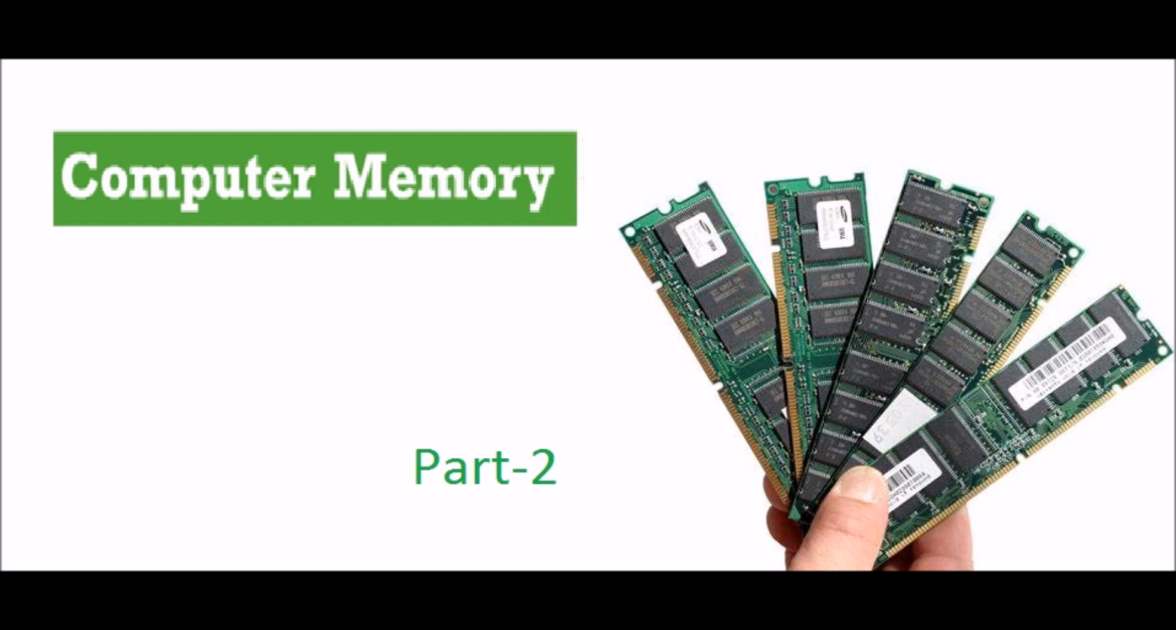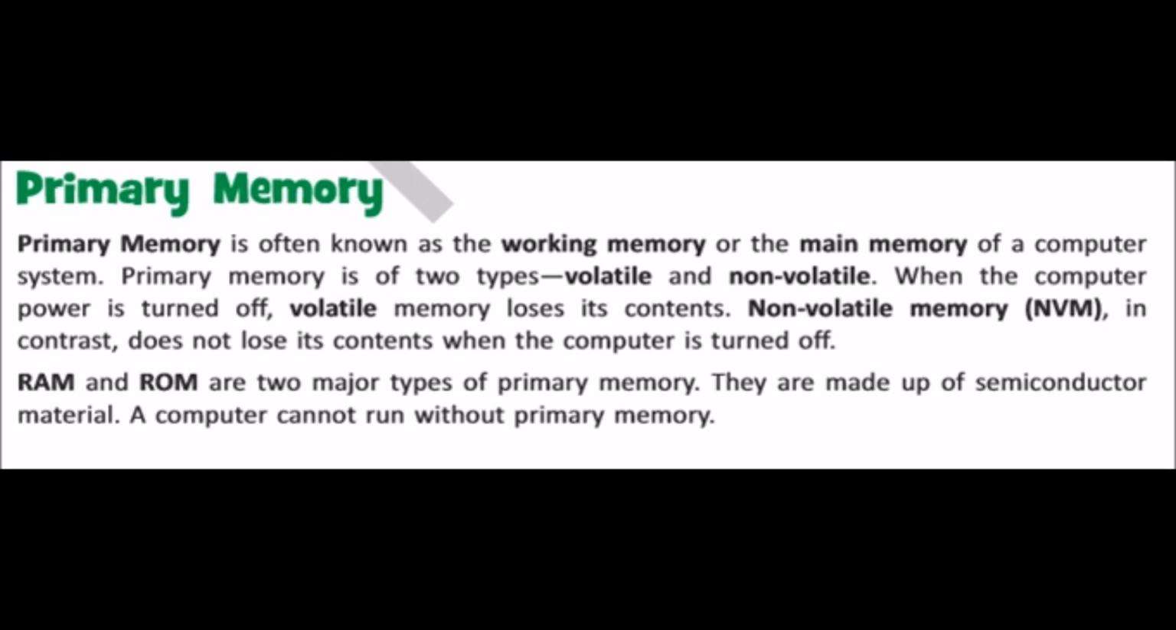Children, computer memory is divided into two parts, primary memory and secondary memory. First of all, we will discuss primary memory. It is also called working memory or main memory of computer. Here in your book it is written that there are two types of primary memory, volatile and non-volatile, that you have done in your previous classes as RAM and ROM.